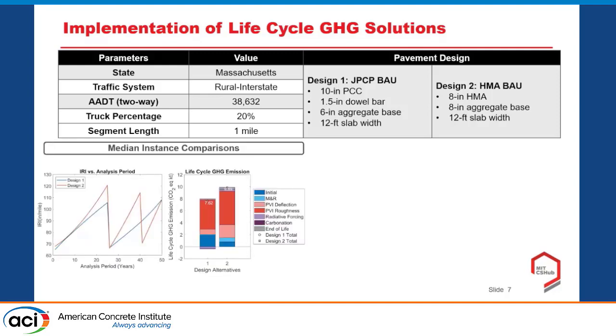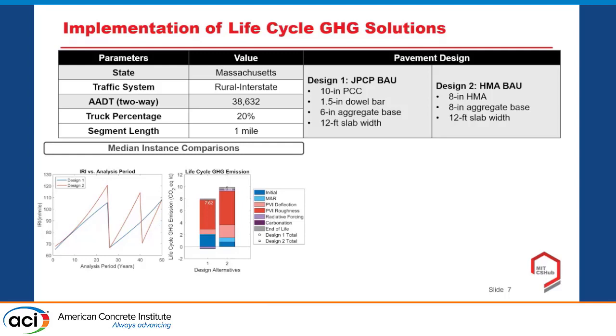When we consider the design comparisons, we can see that regarding the IRI performance over the life cycle, both pavements have very good maintained IRI prediction performance, with JPCP having 1 MNR and asphalt pavement having 2.